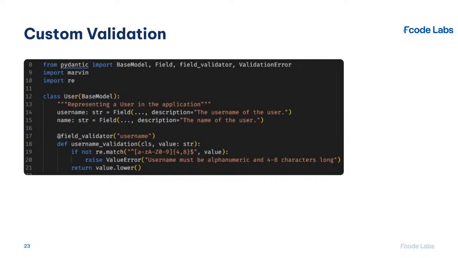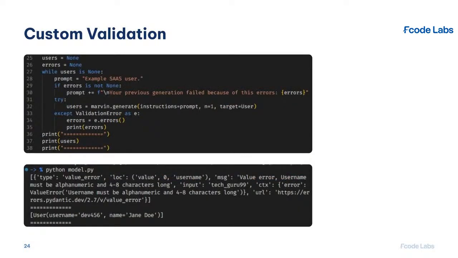Let's write a custom validation with Pydantic. Here I have a user model with a username and a name. I have written a validator for username, saying that username should be between 4 to 8 characters and should be alphanumeric. But in the username description, I have not put something like that. So the schema doesn't have that information, and the LLM is going to generate a random username. Validation handling is not there inbuilt in Marvin. So I have to write this function.